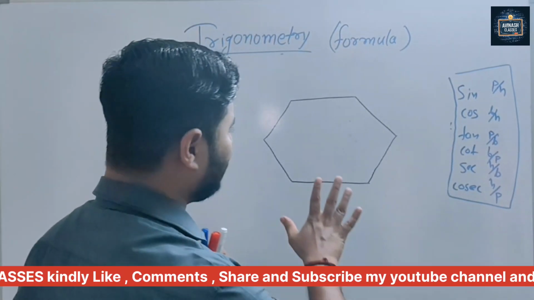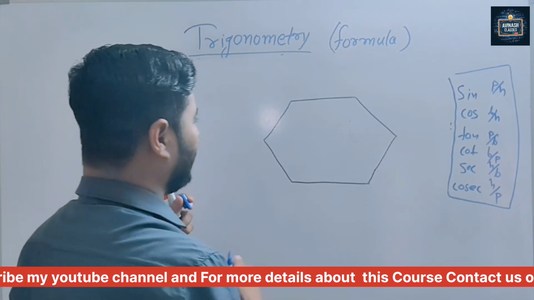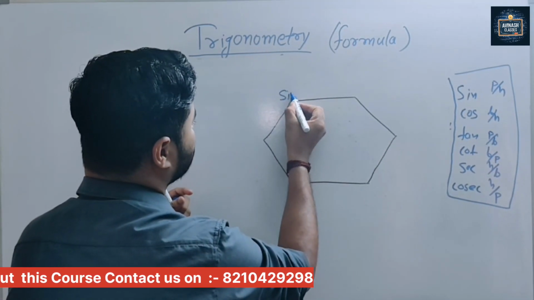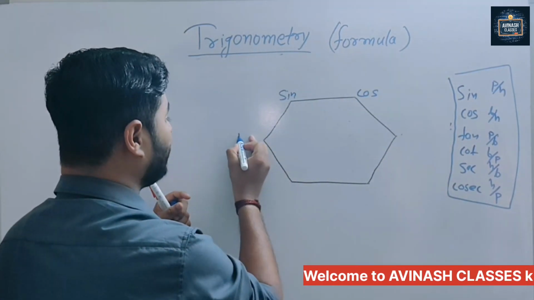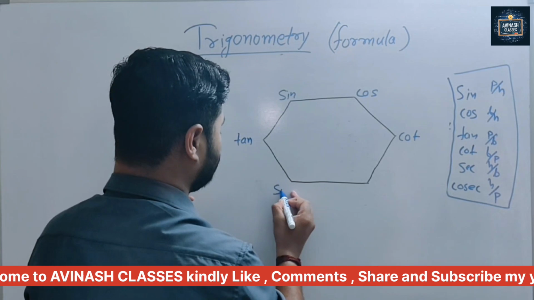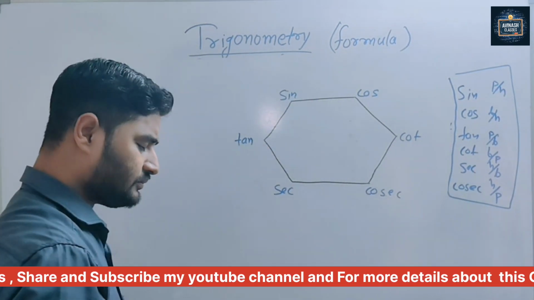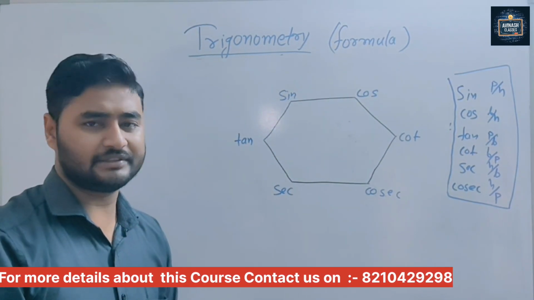So this is our hexagon, because all formulas we are making around this only. So we write here, I hope you already remember, sine, cos. Here we do not write tan. Tan we write here. Tan, cot, sec, cosec. Okay. So based on division, means by, and based on multiplication we make the formula.